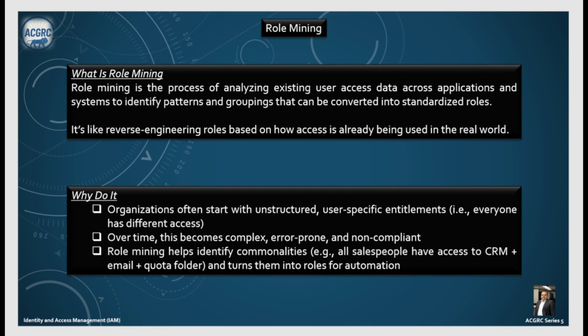Why do it? Well, organizations often start with unstructured, user-specific entitlements. That is, everyone has different access. Over time, this becomes complex, error-prone, and non-compliant. Role mining helps identify commonalities. Example, all salespersons would have access to CRM plus email plus quota folders. So, role mining helps identify commonalities and turn them into roles for automation.